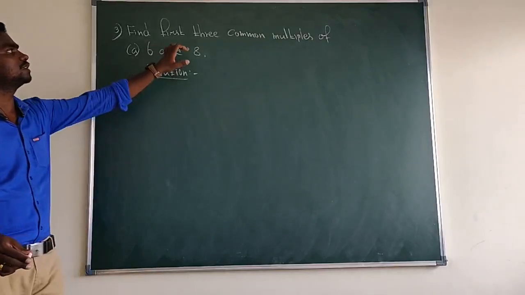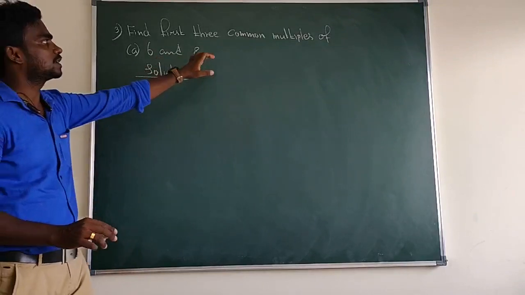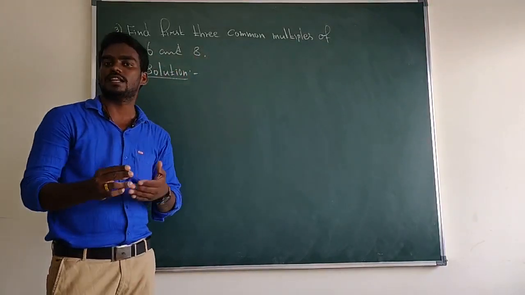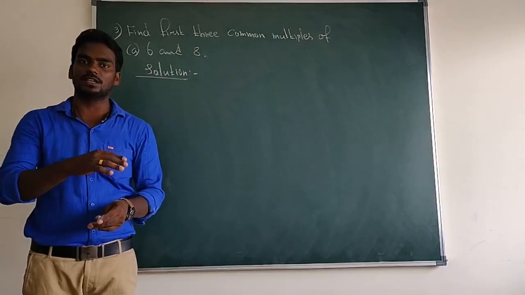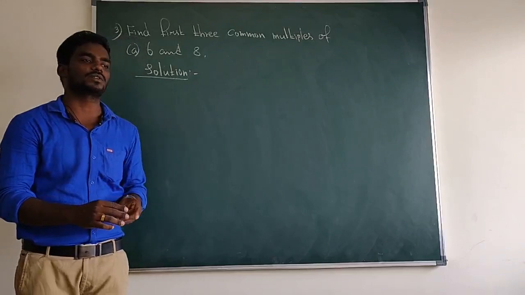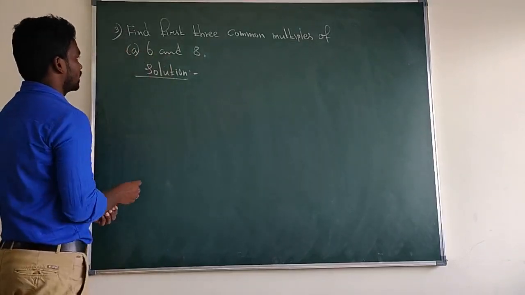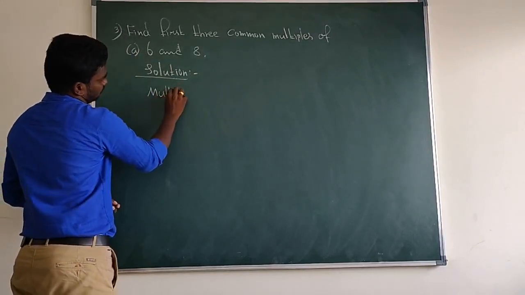Next one, find the first three common multiples of 6 and 8. You know what factors and multiples are? A factor is an exact divisor of the number. A multiple is a number multiplied by consecutive numbers. That means you have to consider the multiplication tables. So for 6 and 8, first we find the multiples of 6.